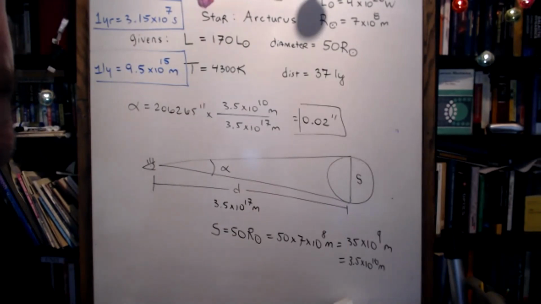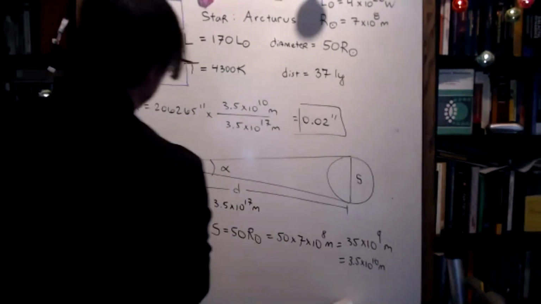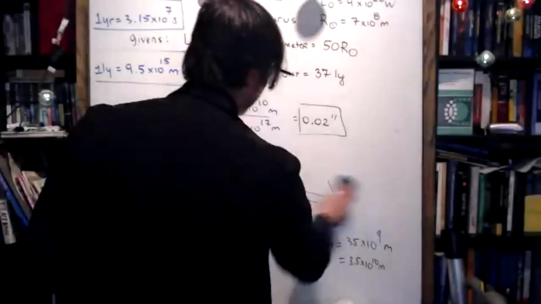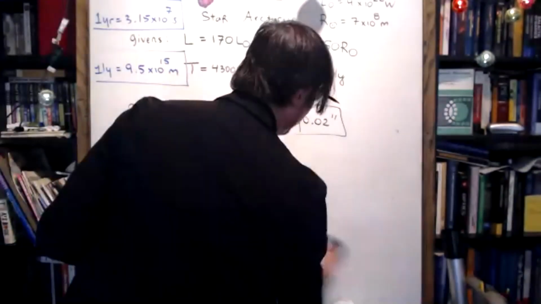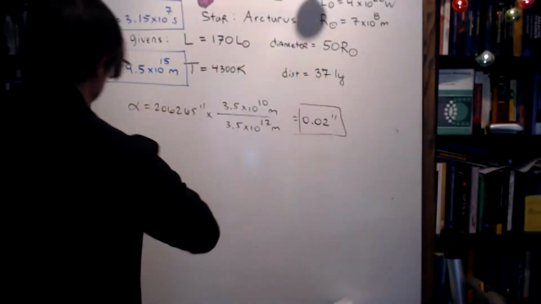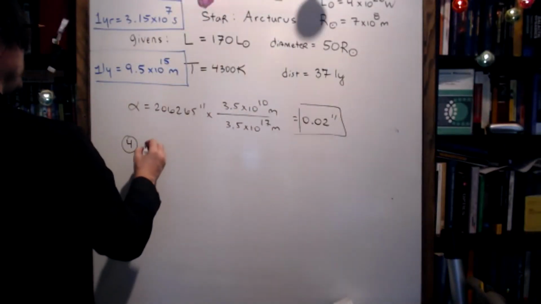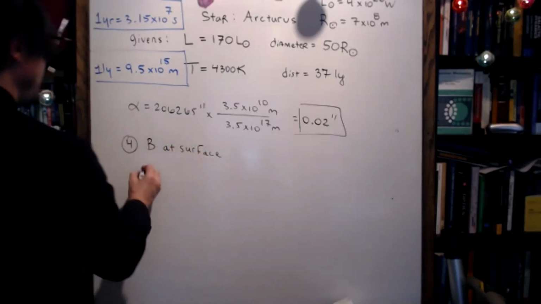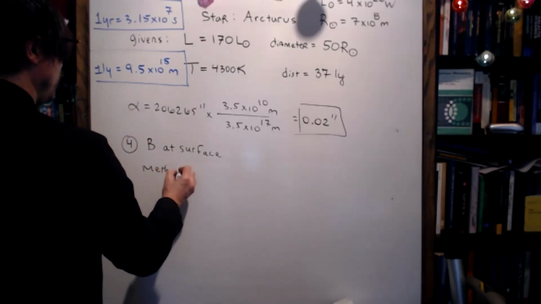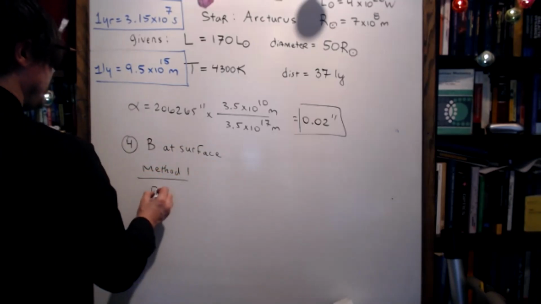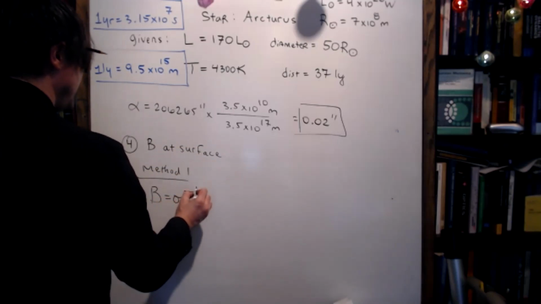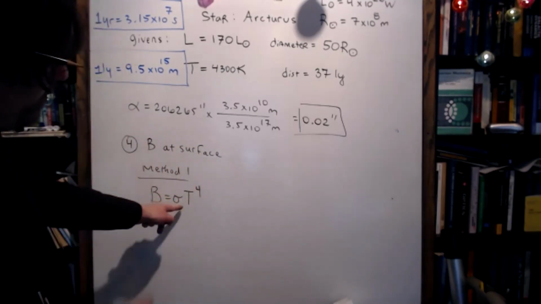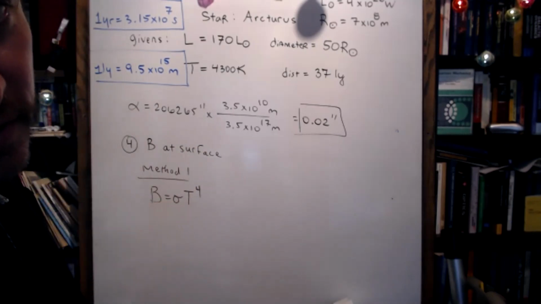Okay, Christopher, you figured out on your own that question 4 involves the Stefan-Boltzmann law, right? Yeah. There's actually 2 different ways to do question 4, Christopher. Question 4 is a choose your own adventure. In question 4, you're supposed to find the brightness at the surface of the star. Method 1, which is the one that Christopher suggested, is to use brightness is sigma T to the 4th, because you know that the surface of a star glows from temperature alone.